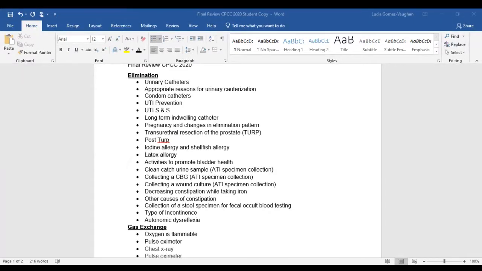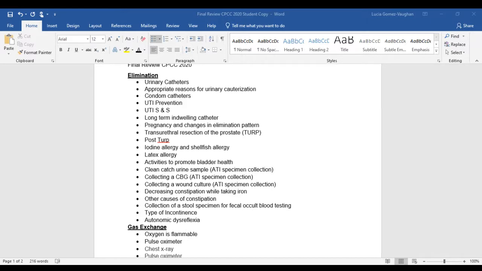TURP, transurethral resection of the prostate, is the most widely used procedure for prostatic gland removal. It's normal to see blood right after surgery. We will need to empty the drainage bag as needed, and we subtract the amount of irrigant infused from the total output to obtain the output and record.